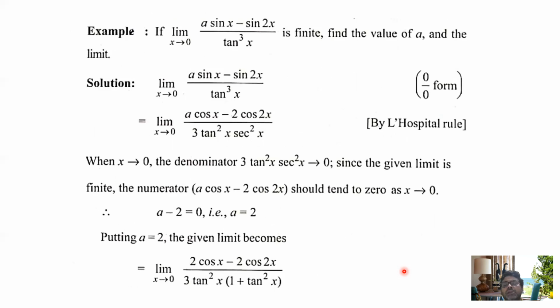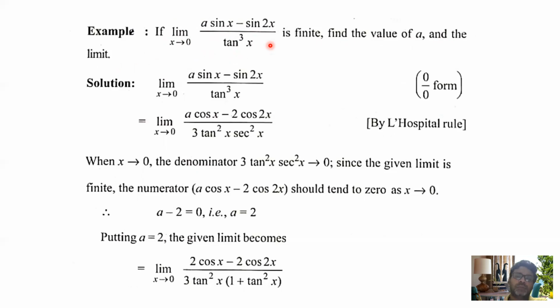Now here, in indeterminate form, we can find another type of example where all expressions are given but one unknown is given like this. So you have to find the unknown a. Try to understand. There is a chance to get this type of question in your question paper. If limit as x tends to 0 of (a sin x minus sin 2x) by tan³x is finite, find the value of a and then find the limit. Try to understand. So first your task is to find the value of a. From here it is clear that your limit is finite, never an undefined case. Whatever the situation, you have a value.